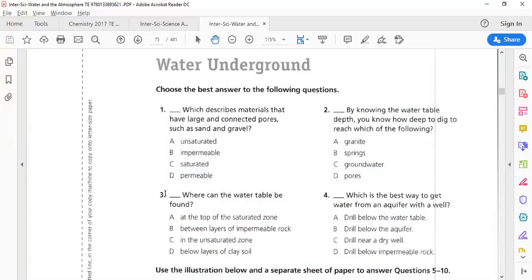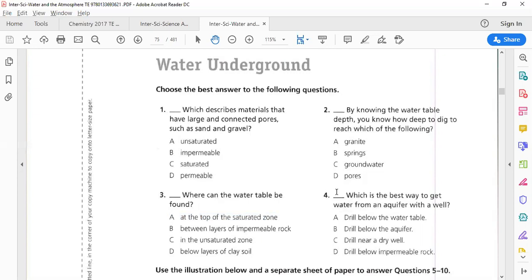Best answer for number three: where can the water table be found? A, at the top of the saturated zone. B, between layers of impermeable rocks. C, in the unsaturated zone. D, below layers of clay soil. And the best answer for that is at the top of the saturated zone. And A will be the answer for number three.